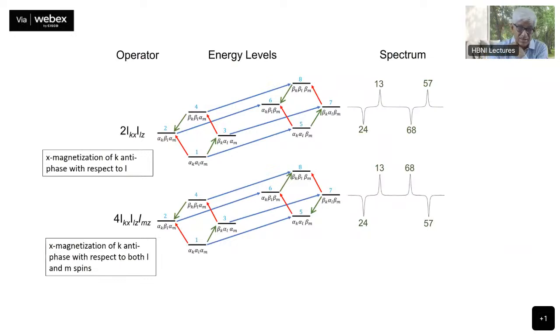So here, what we have considered is one of the two-spin products I have taken. In the case of three spins, we have single spin operators, two spin operators, and three spin operators. I consider one two spin operator here and one three spin operator. Consider the two spin operator here. This is 2 IKX ILZ. So what should this represent to me? This should represent X magnetization of the K spin antiphase with respect to the L spin.